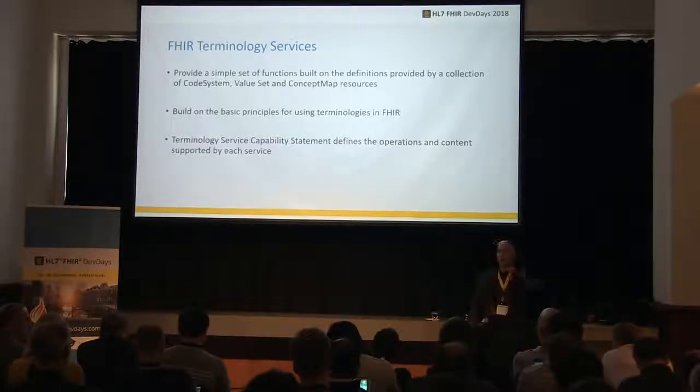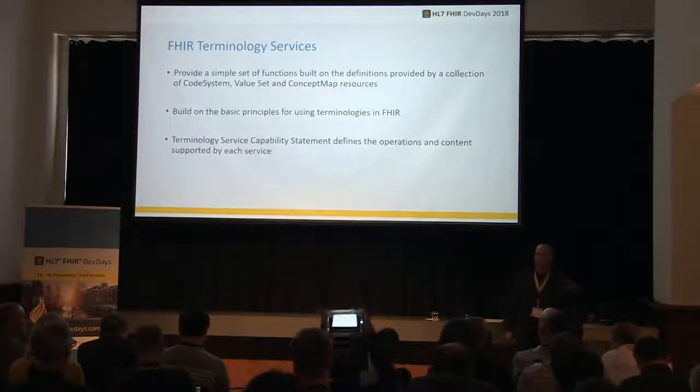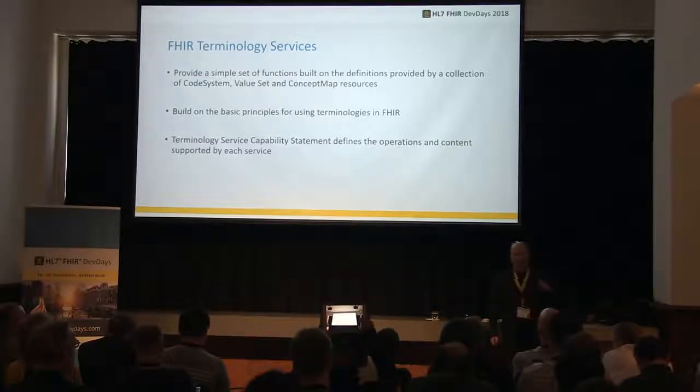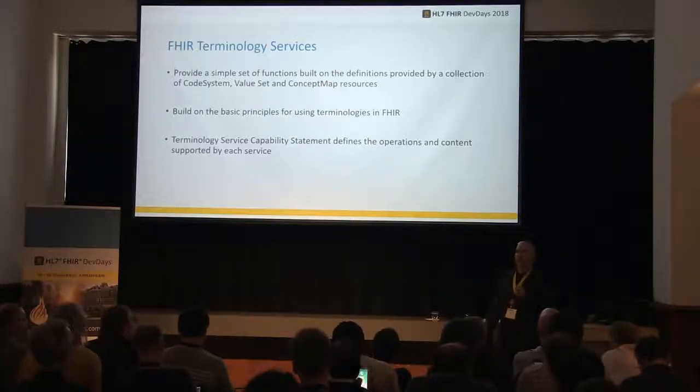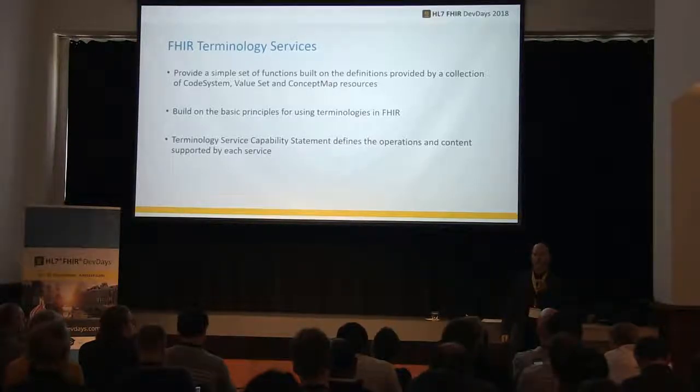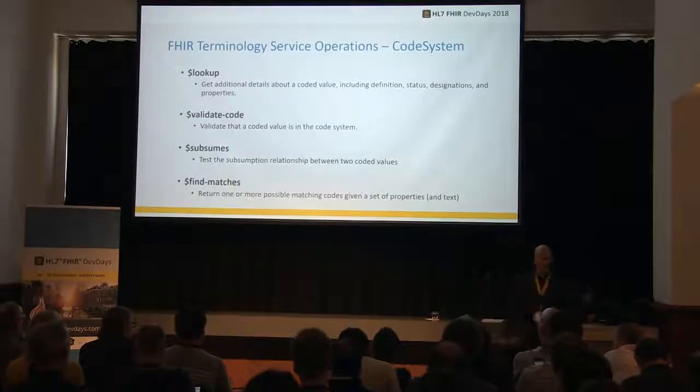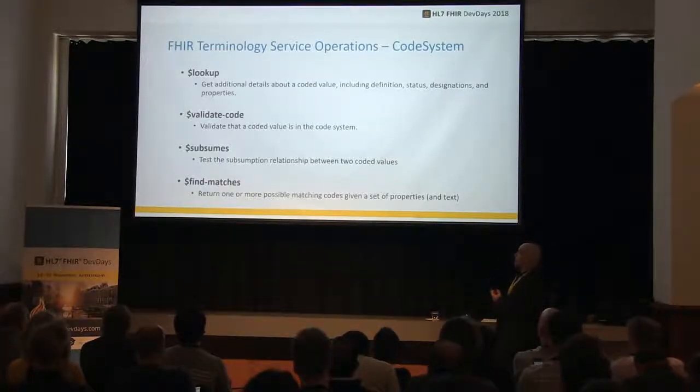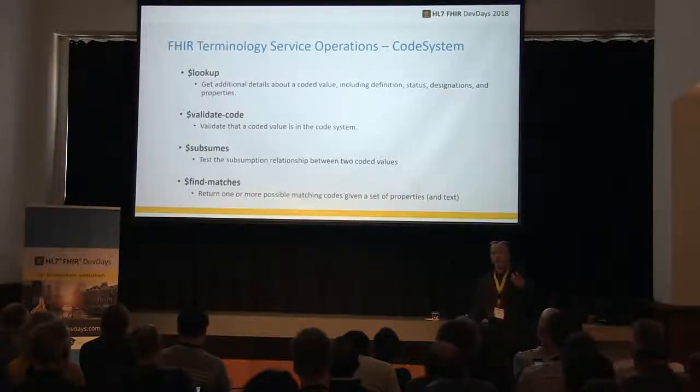FHIR has scaled that down, and I think they've done a very good job on it by reducing the different types of information that you need to query out of a code system and really boiling it down to the few types of operations that you really need. So looking at some of our code system operations, we can do a lookup. So just get me the details about a coded value. Here's the code, give me the details about it.